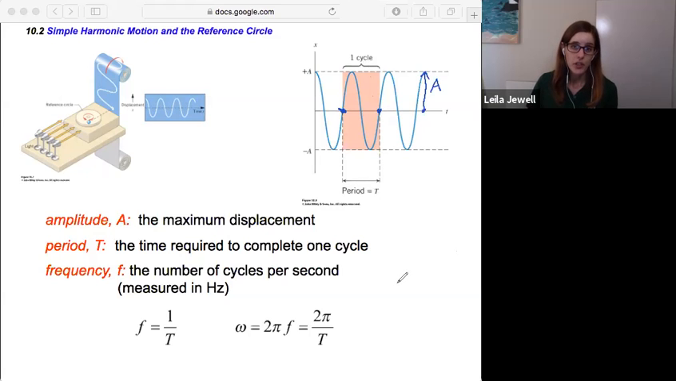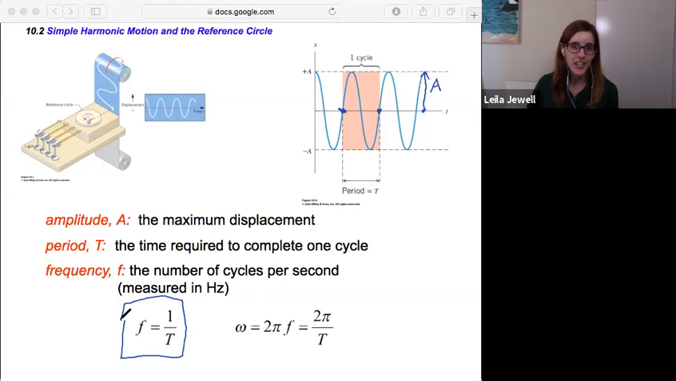Similar to period is frequency, and frequency is the number of cycles per second, which is often just referred to as hertz. Hertz is equal to inverse seconds. So the frequency is 1 over the period. They are the exact inverse of each other.